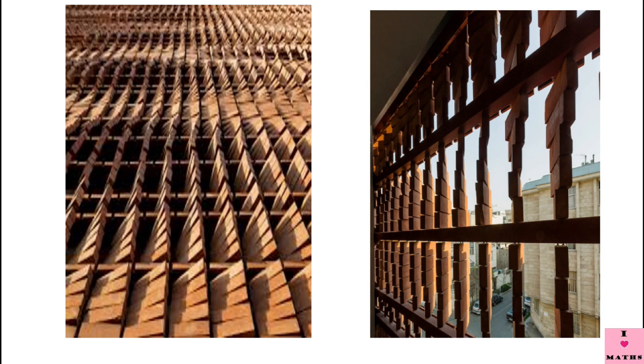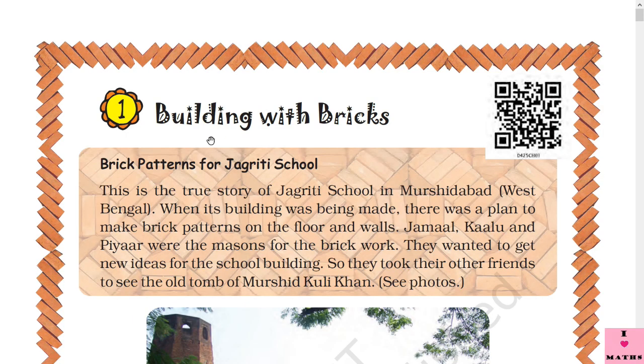Come children, let us now go through the book to find out what all is there in our book. So children, we are going to read this first chapter, Building with Bricks. In this chapter, they are talking about this Jagriti school. Jagriti school is in Murshidabad in West Bengal. Its building had to be made.